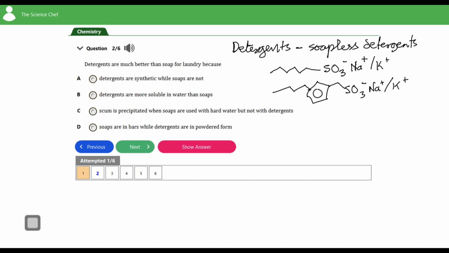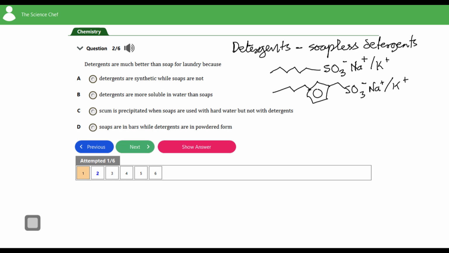Now, last tutorial we described the structure of soap. We said that soap is made up of a hydrocarbon tail and an ionic head. The hydrocarbon tail is hydrophobic, while the ionic head is hydrophilic. Now, the detergent is also made up of a hydrocarbon tail and a hydrophilic head.